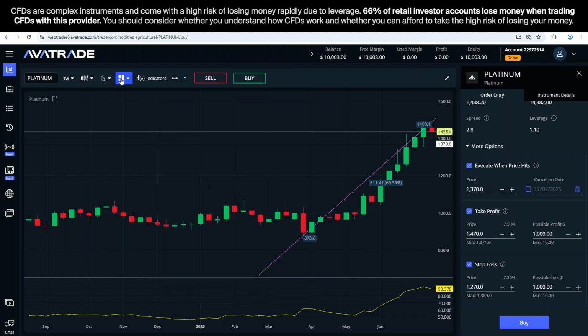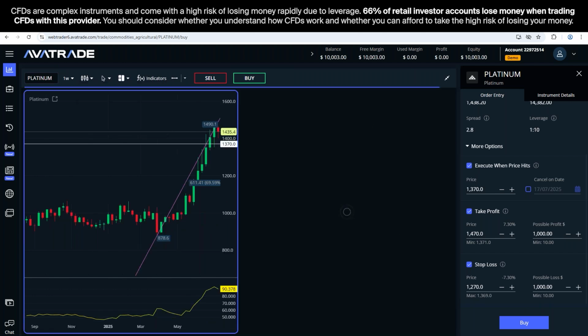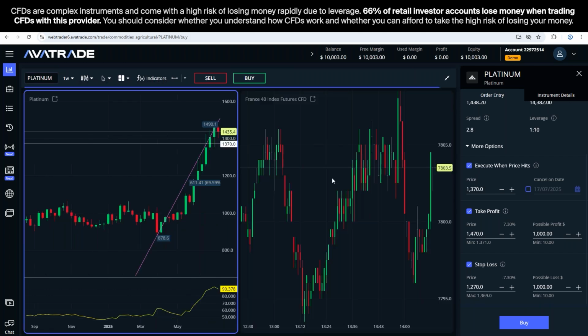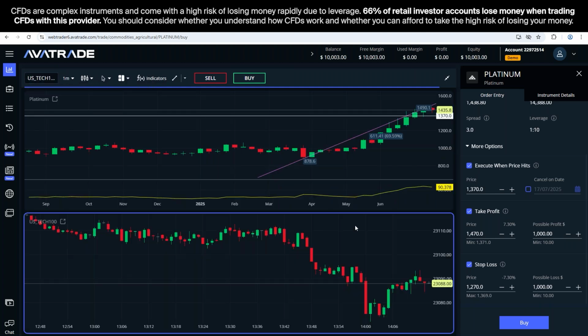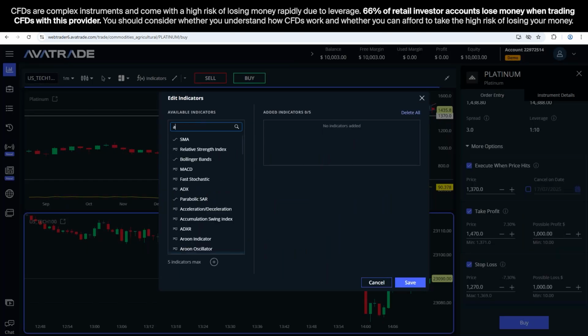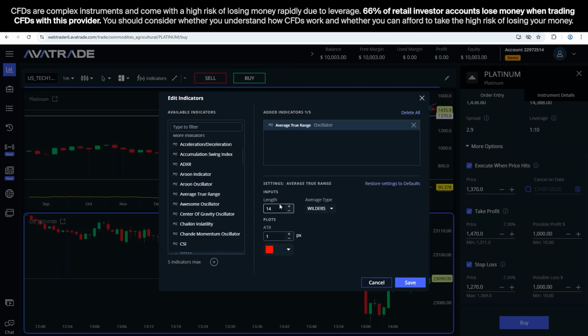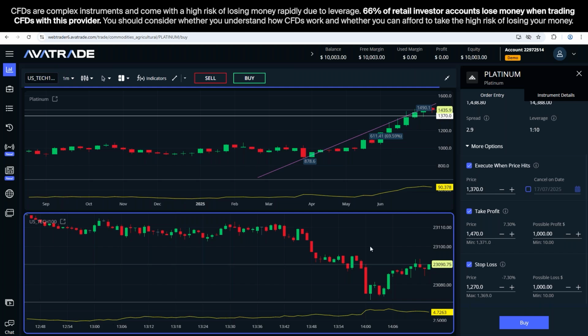We can click here on the layout, change to 2 charts, and then we can see both of the charts. Maybe we'll make it like this, a little easier. Okay, and we don't have ATR in here, so we will do it. Okay, set also to 10, great.